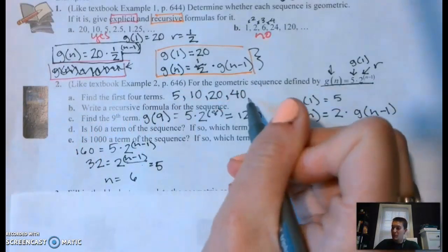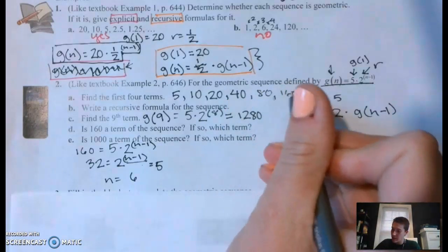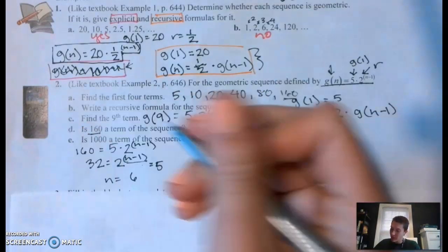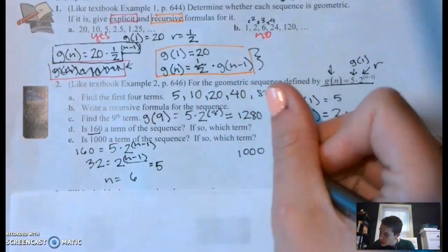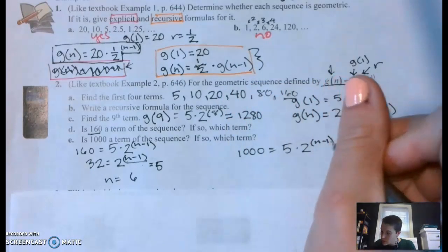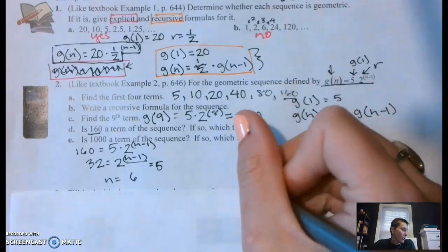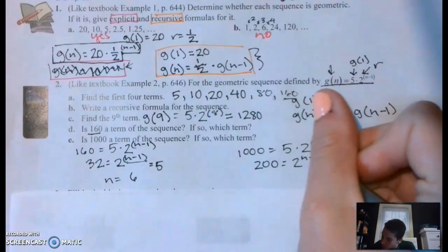Again, an easier way was to just go ahead and add this out 2 more times and say 80, 160, and aha, that's what we were looking for. So we do this again for 1,000. 1,000, if it's a term, should equal 5 times 2 raised to the n minus 1. We'll divide by 5. We end up with 200 equals 2 to the n minus 1.